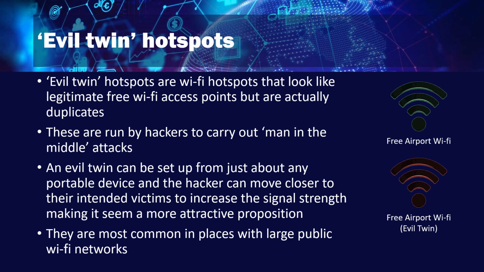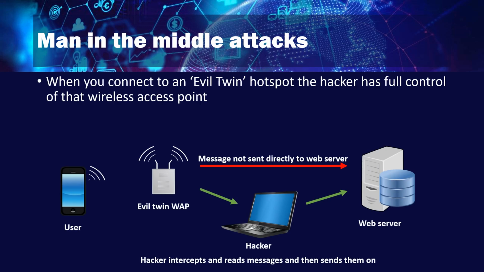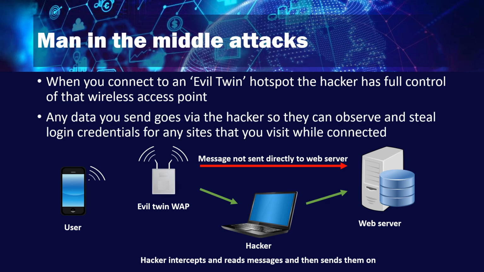Evil twin hotspots are most common in places with large public Wi-Fi networks. Somewhere like an airport would likely already have multiple wireless access points to connect to, and so it would be harder to spot the evil twin in amongst them. When you connect to an evil twin hotspot, the hacker has full control of that wireless access point. Any data you send goes via the man in the middle, that is, the hacker, so they can observe and steal login credentials for any sites that you visit while connected.